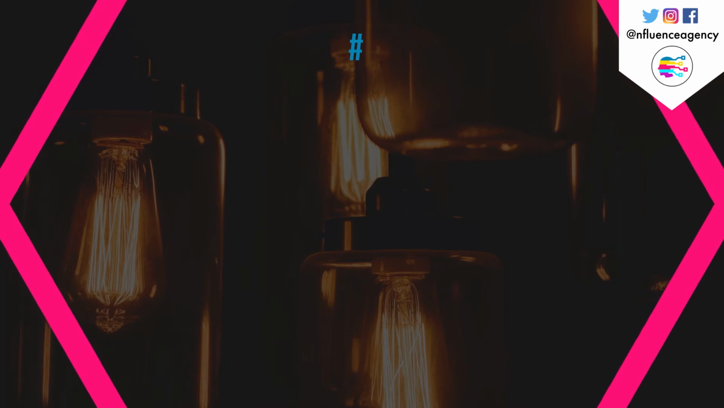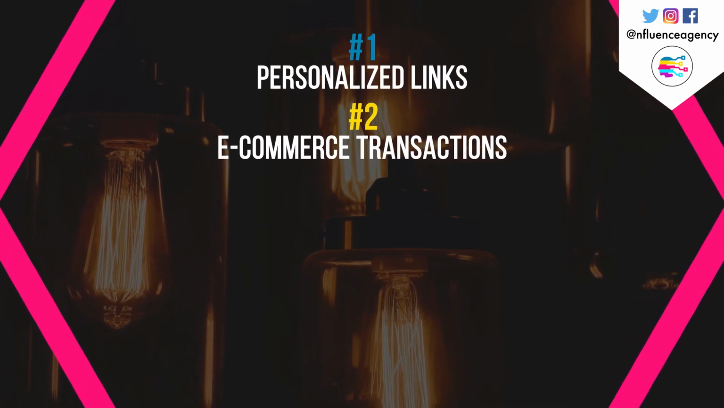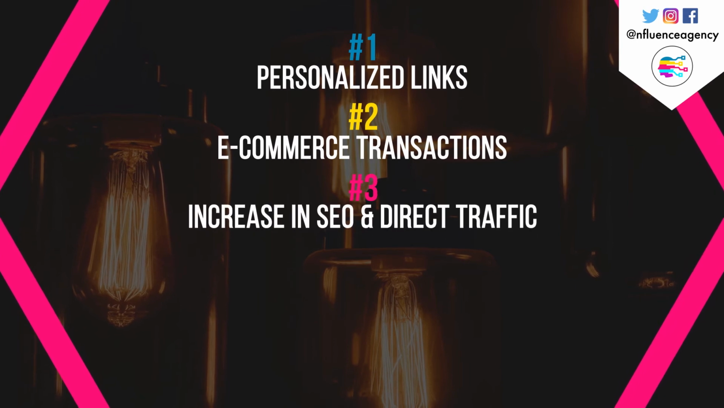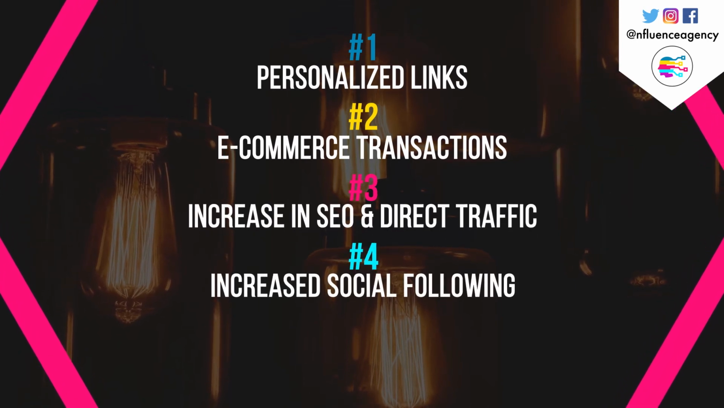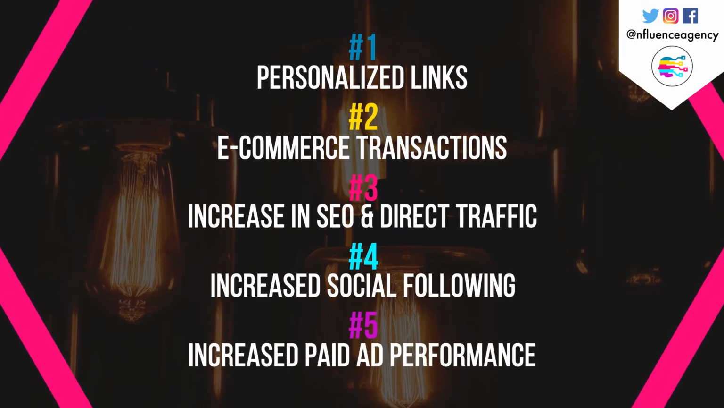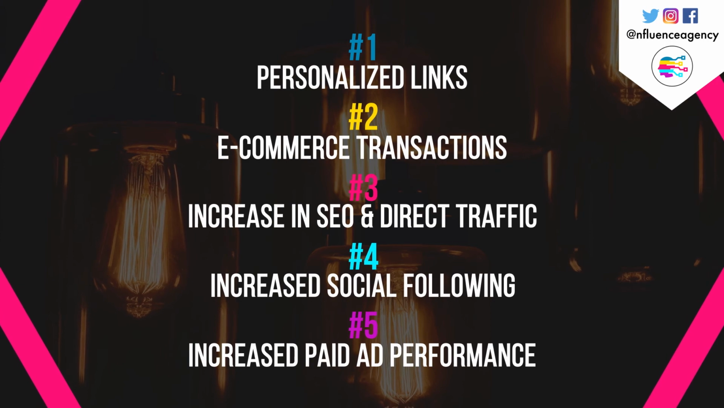So in summary, what are the top 5 ways to track the ROI of an influencer campaign? Number 1, personalized links. Number 2, e-commerce transactions. Number 3, an increase in your SEO and direct traffic. Number 4, more people following you on your own branded social channels. And number 5, see how much better the influencer content performs in terms of social advertising relative to what you previously had to market.